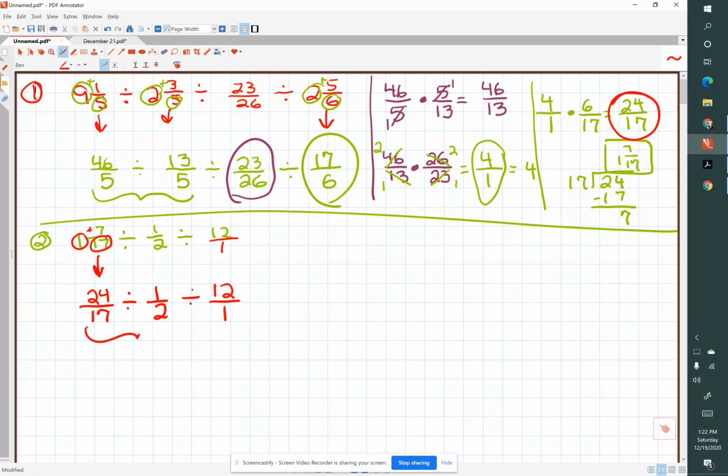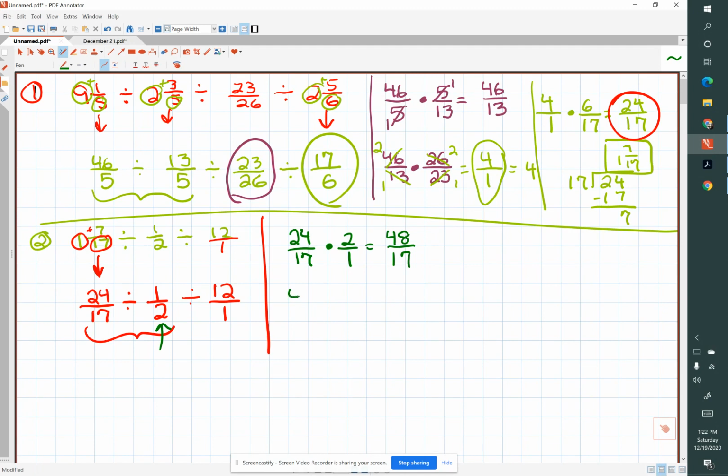So let's start with the first two numbers. So we will have 24 over 17, change the division to multiplication, flip the second fraction, and there's no simplifying that we can do here. 2 is not a factor of 17, and we have a 1 here, so there's nothing, can never be simpler than that. So that would be 24 times 2 is 48 over 17.